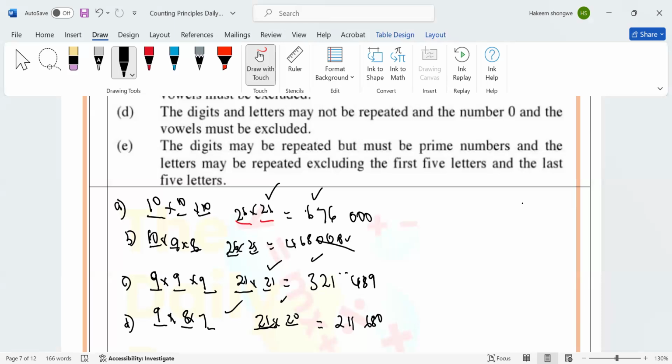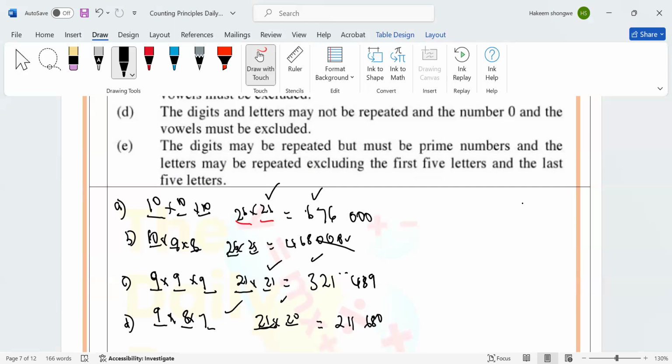The digits may be repeated, but must be prime numbers. And the letters may be repeated, excluding the first 5 letters and the last 5 letters. So all in all, how many letters are we removing? We're removing 10 letters. So we are removing A, B, C, D, E, and we're excluding V, W, X, Y, Z. If we remove those, we're going to be remaining with 16 letters.